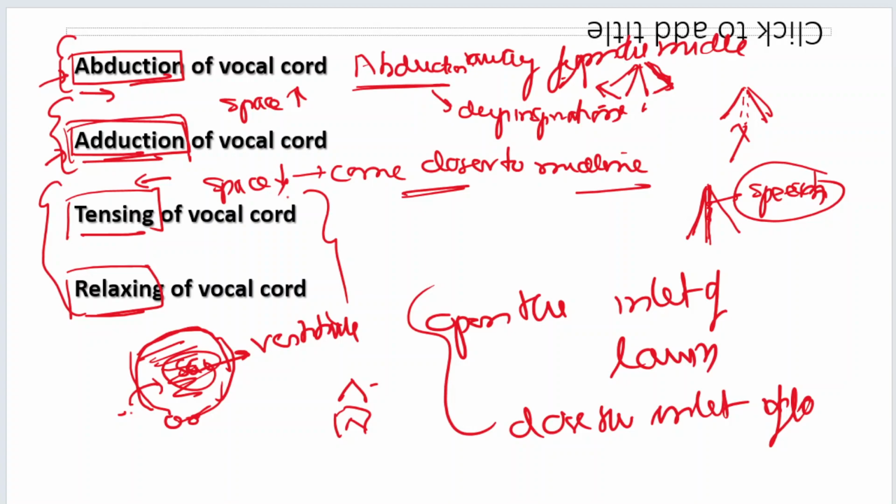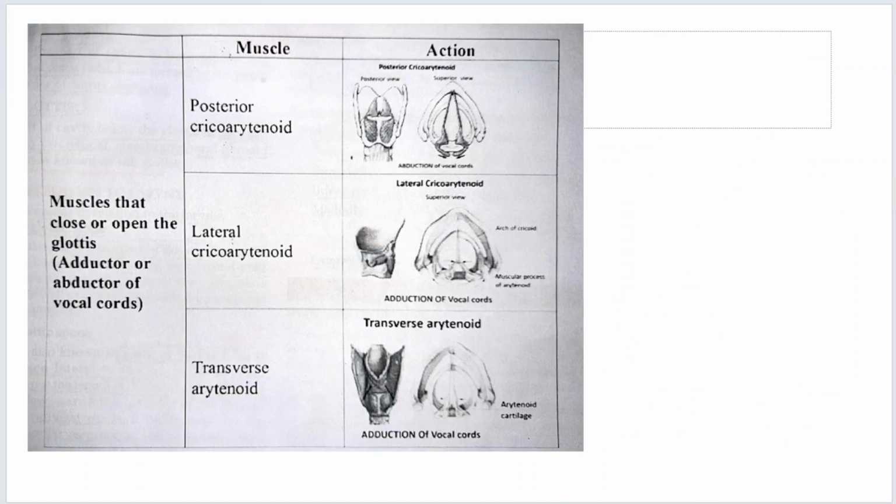Now coming to the muscles of the larynx and their action. The first muscle that I am putting first is the posterior cricoarytenoid. Posterior cricoarytenoid, you please focus and give more importance to posterior cricoarytenoid. Now, where is this posterior cricoarytenoid? Posterior. It is posterior to the cricoid cartilage.